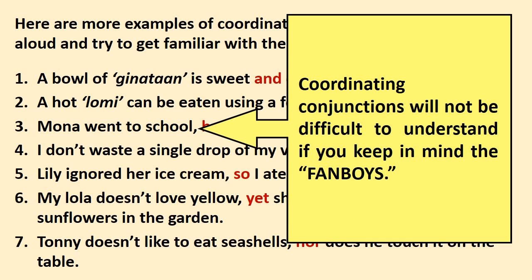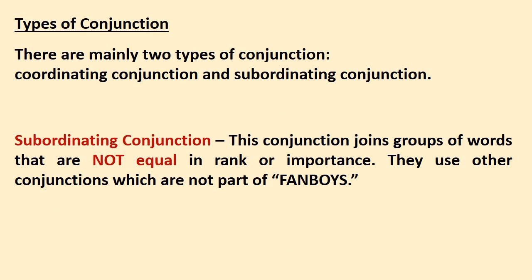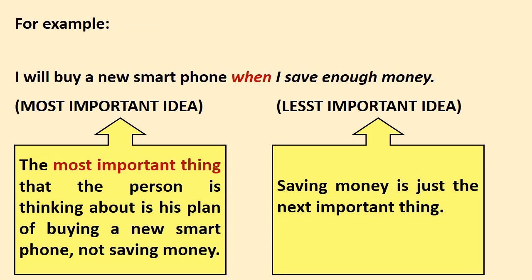Coordinating conjunctions will not be difficult to understand if you keep in mind the fanboys. The second type of conjunction is the subordinating conjunction. This conjunction joins groups of words that are not equal in rank or importance. They use other conjunctions which are not part of fanboys. For example, I will buy a new smartphone when I save enough money.